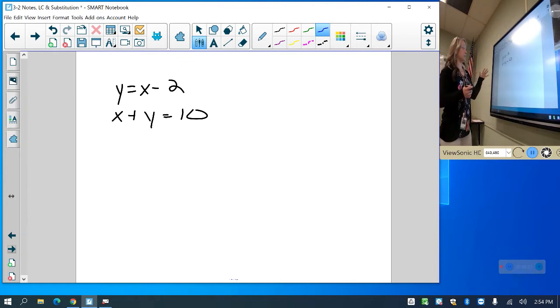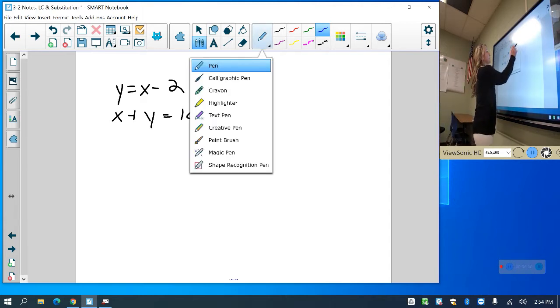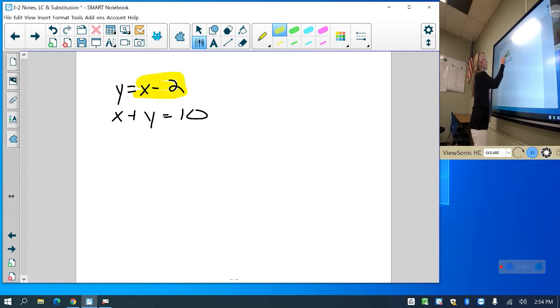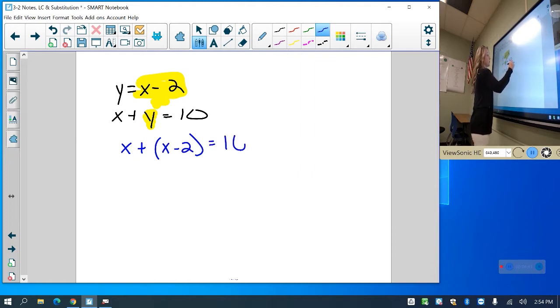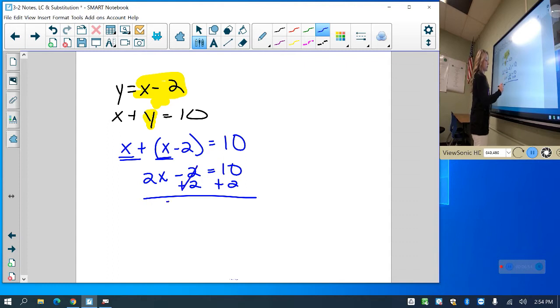This problem is actually probably quicker than even going online and using Desmos, because my y is already solved here and by itself. So all I have to do is just plug it in for that y right down here, and I can solve for x. So I have x plus, and then instead of y, I'm going to put x minus 2 equals 10. Combine like terms, x plus x is 2x, minus 2 equals 10, add 2, and divide by 2.